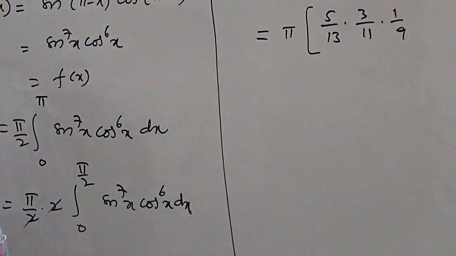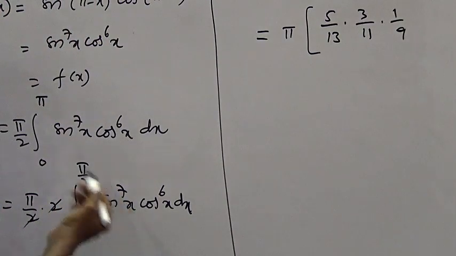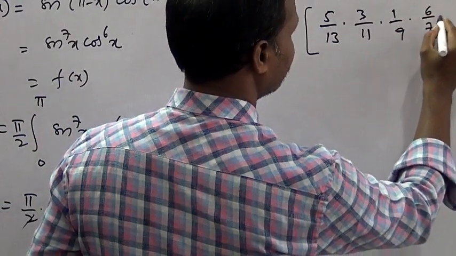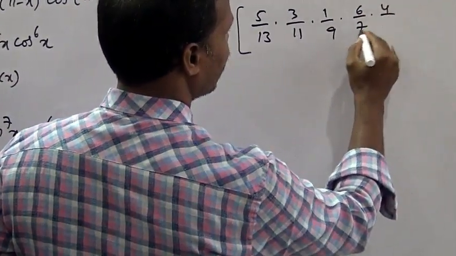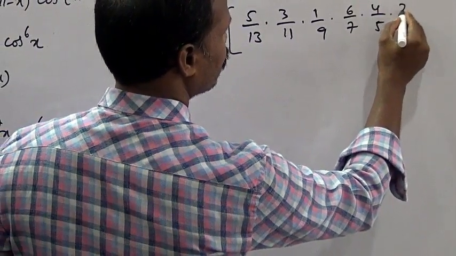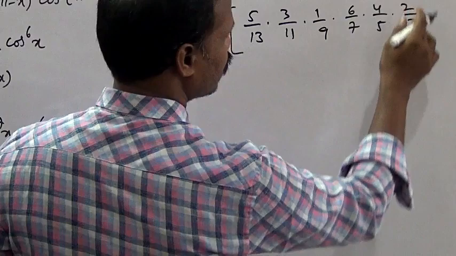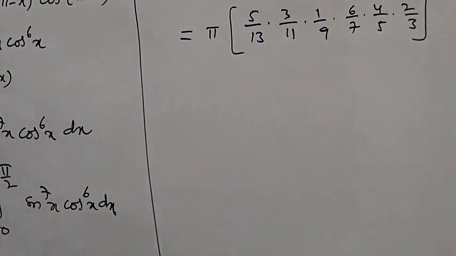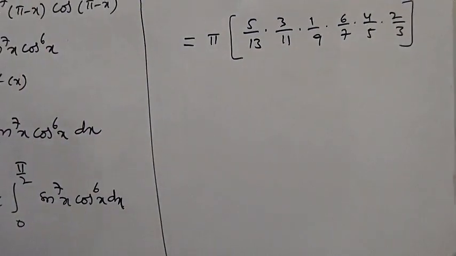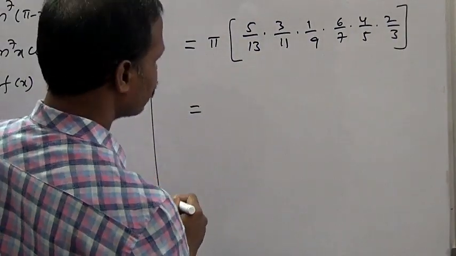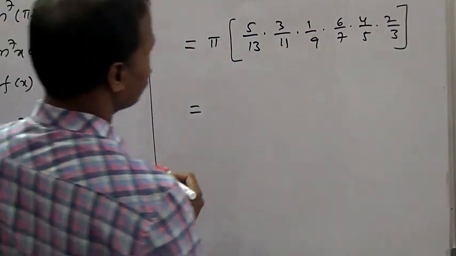Then what you have to do? Now start the reduction for m, that is 7 minus 1, 6 by 7, 6 minus 2, 4 by 7 minus 2, 5. Next 4 minus 2, 2 by 5 minus 2, 3. So 2 by 3 is the last term. If it were 1 by 2, then only you would multiply with pi by 2. Fine. Now simplify this.